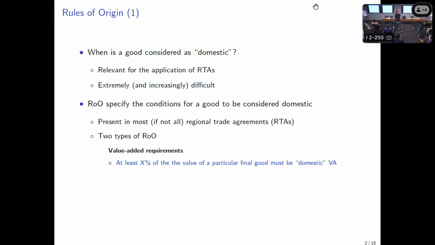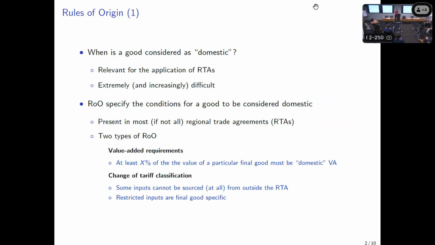There are two types of rules of origin in general. Rule number one is value-added requirement. If you're producing a particular car, X% of that value added has to be domestic. So it means that in principle, you can combine inputs in different ways as long as when you add up the value added of these inputs, part of it has to be domestic. Another type of rules of origin, which are very prevalent in NAFTA, are those known as the change of tariff classification, which most of the literature and this paper in particular focuses on, which is you cannot combine inputs in the way you want, even if you satisfy some value-added rule.